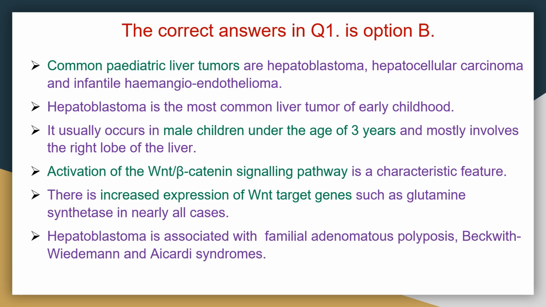Activation of the WNT beta-catenin signaling pathway is a characteristic feature of hepatoblastoma. There is increased expression of WNT target genes such as glutamine synthetase in nearly all cases. Hepatoblastoma is associated with familial adenomatous polyposis, Beckwith-Wiedemann syndrome, and Aicardi syndromes. Children with these syndromes may have a higher risk of development of hepatoblastoma.